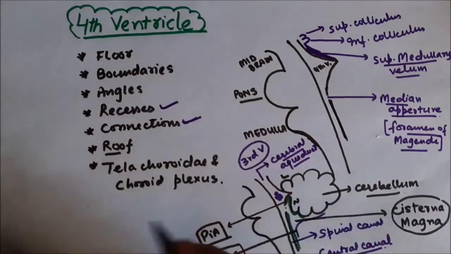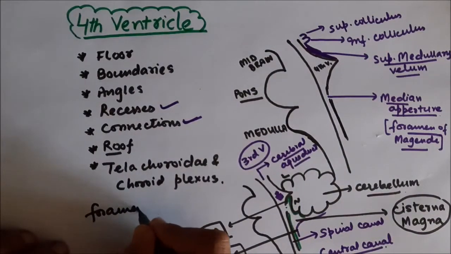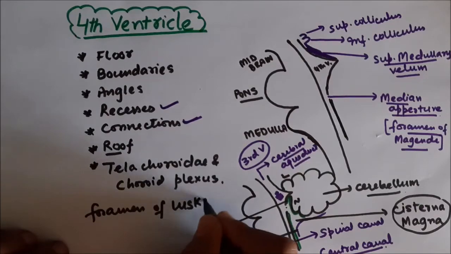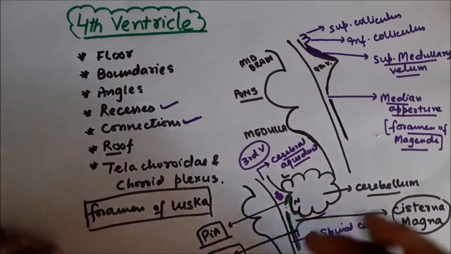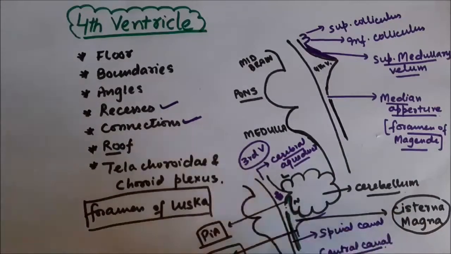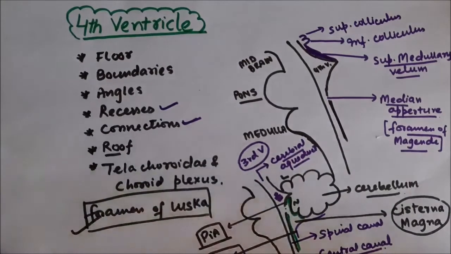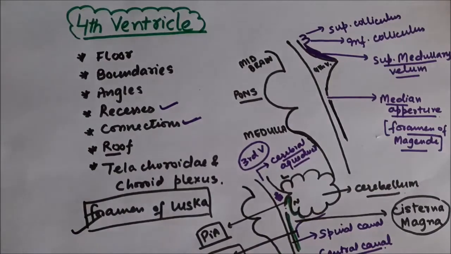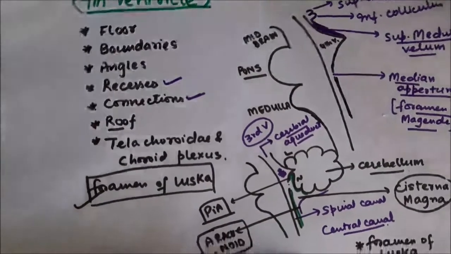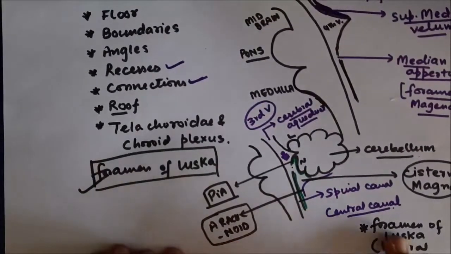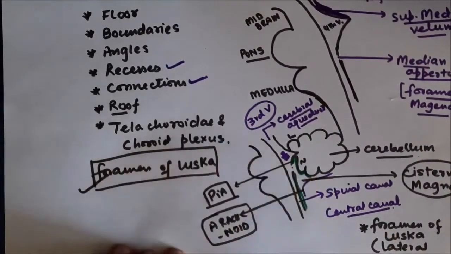The fourth ventricle also communicates with the cisterna magna through two other foramina which are present laterally. Since they are present laterally, they will not be visible in this diagram. These are called the lateral foramina or foramina of Luschka. So through the foramina of Luschka and the foramen of Magendie, the fourth ventricle communicates with the cisterna magna or cerebellomedullary cistern. So this was all about the connections of the fourth ventricle.